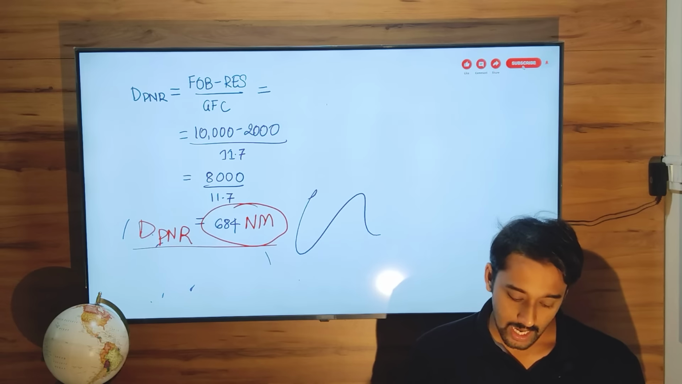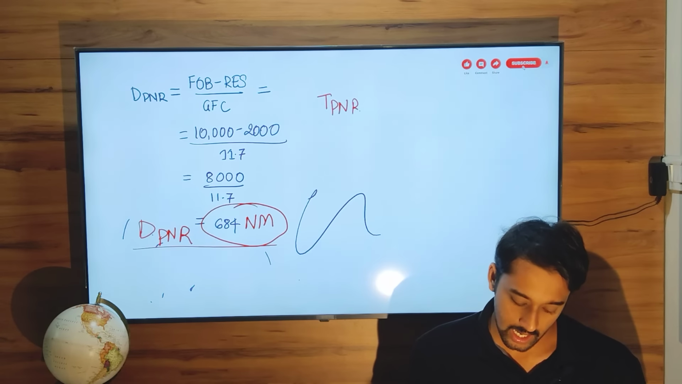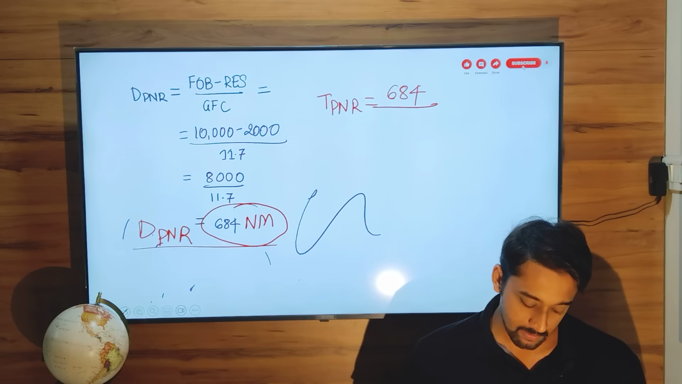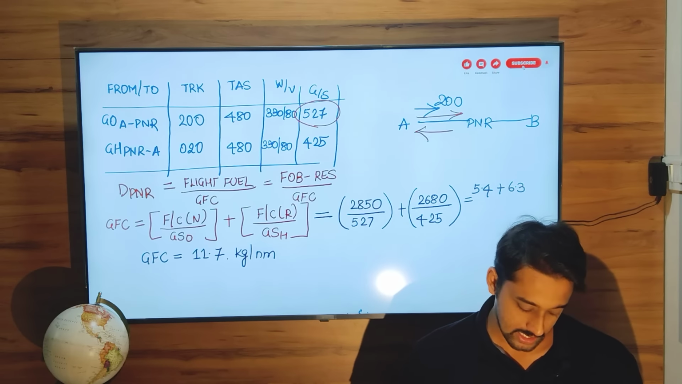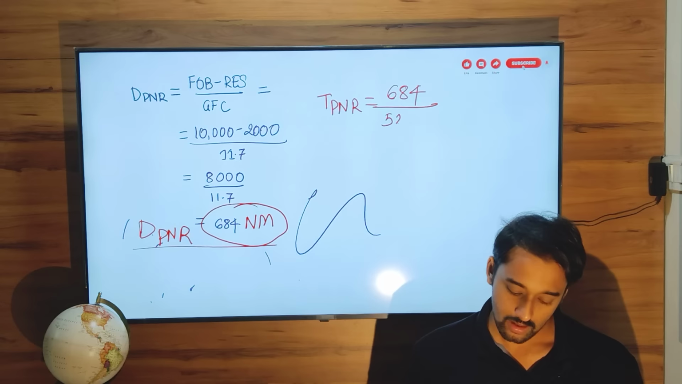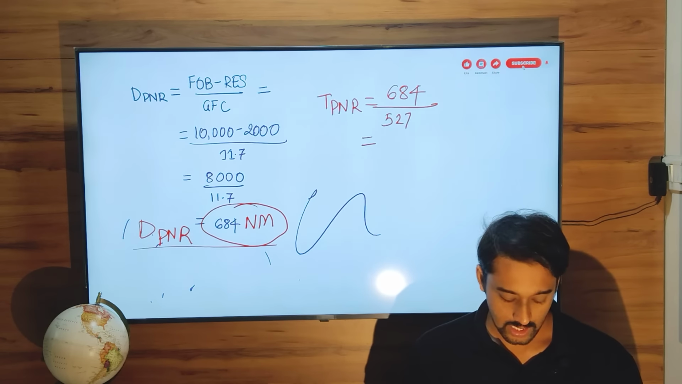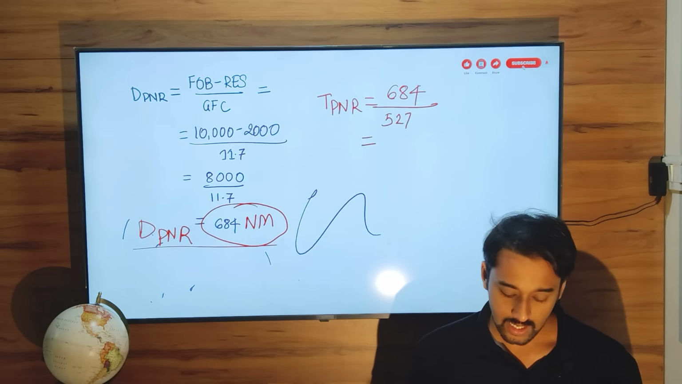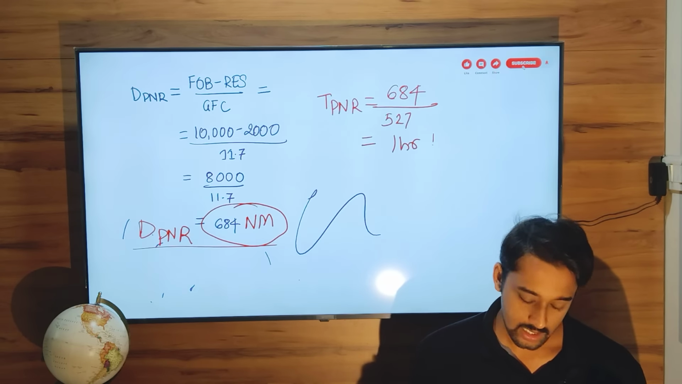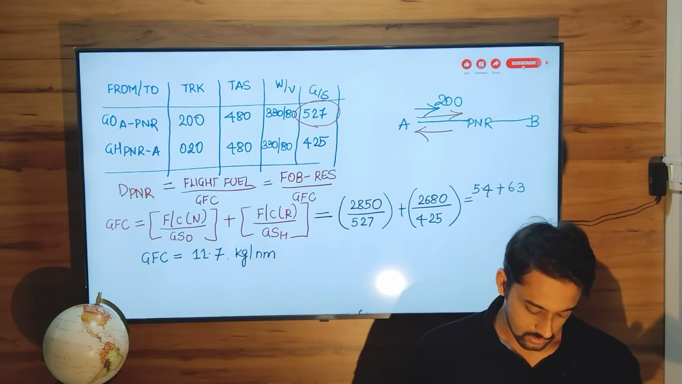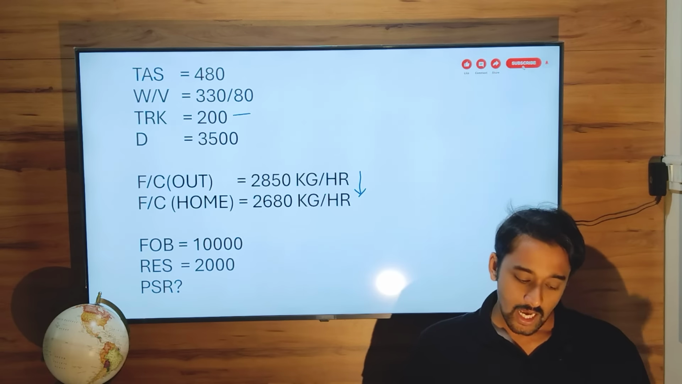Okay. And time to PNR, in case they ask, will be 684, the distance to PNR, divided by the outbound ground speed 527. 684 divided by 527 is 1 hour 17 minutes. So this is how you calculate.